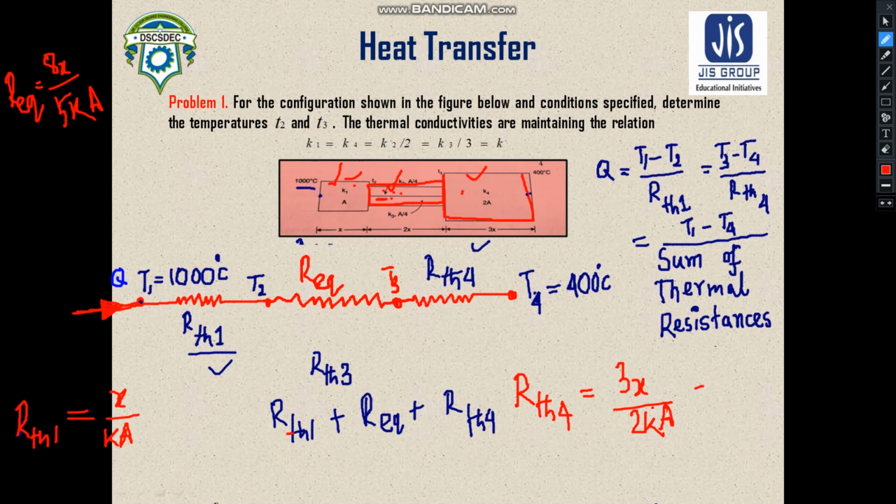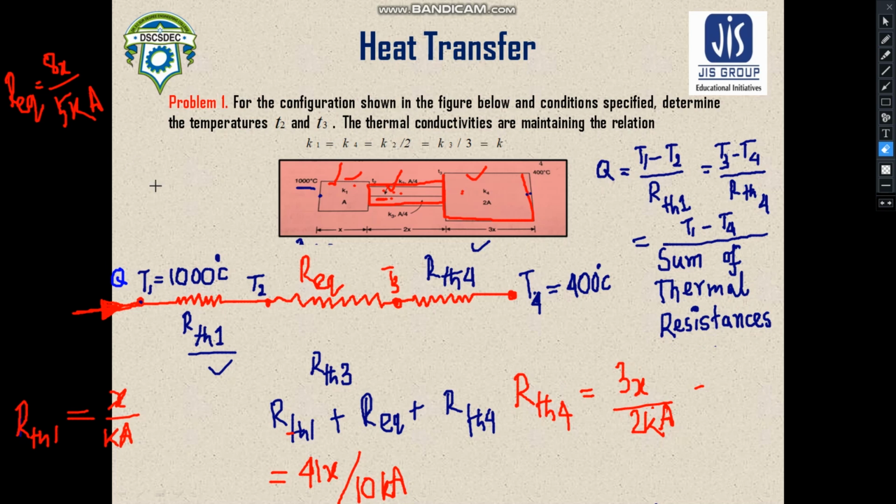If we add these three separate values, which are RTH1, x by Ka, R equivalent, which is 8x by 5Ka, and RTH4, which was found to be 3x by 2Ka, we will get a value of 41x divided by 10Ka. So this is your sum of thermal resistances.